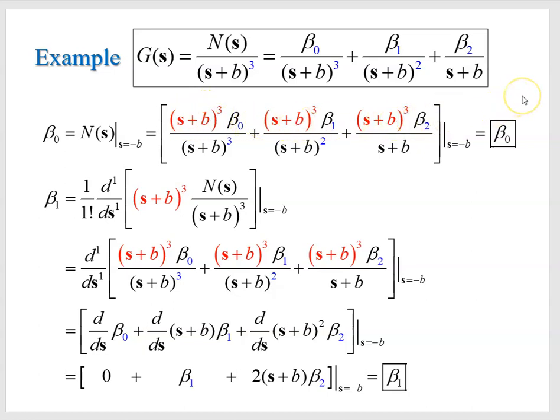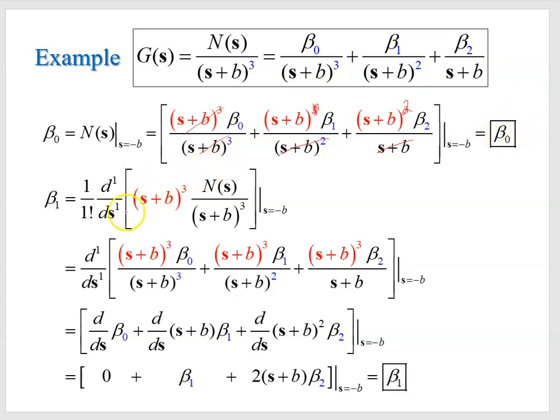When we do that, these are going to cancel, so we'll end up with a beta 0 here. Here we'll end up with just an s plus b to the power of 1, and here we'll end up with s plus b to the power of 2, but we're going to evaluate that at s equal to negative b. So at negative b, this will go to 0 and this will go to 0, and we'll just end up with our beta naught, or beta sub 0.